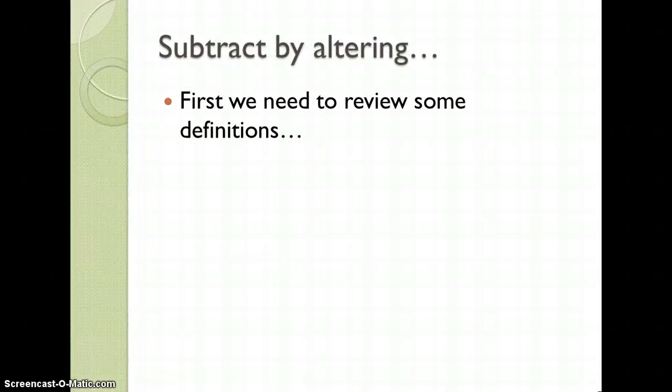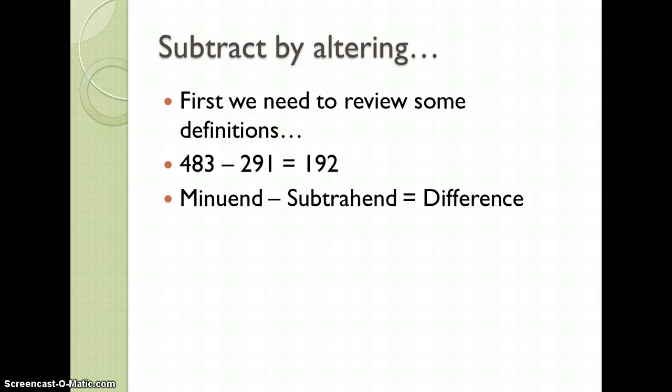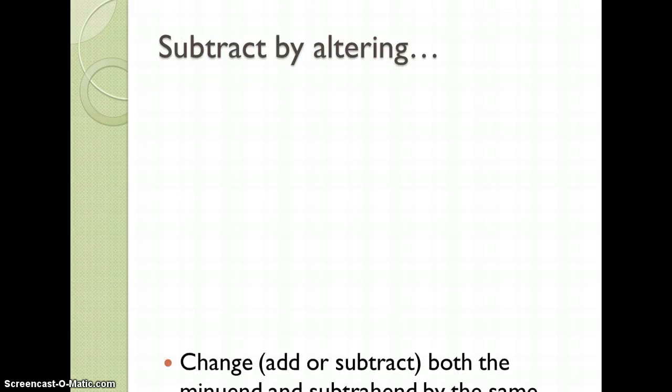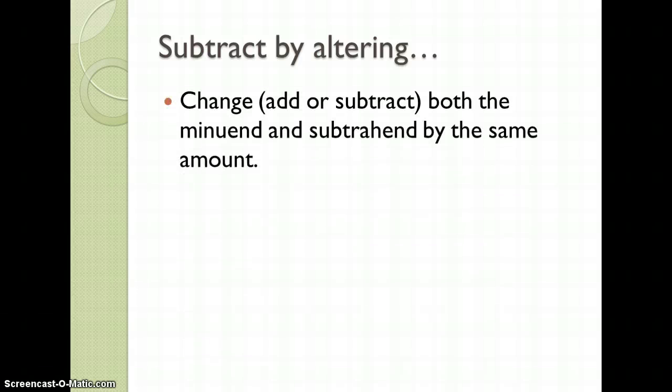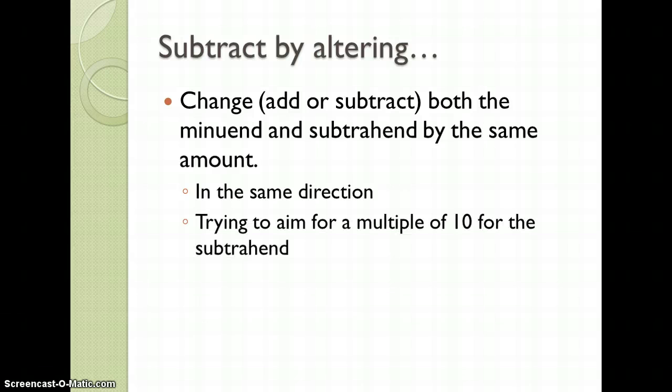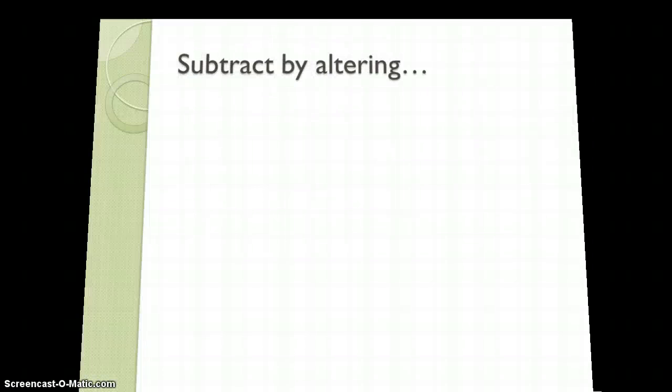So to subtract by altering, first we need to review some definitions. For example, if we have the problem 483 minus 291 equals 192, we have the minuend minus the subtrahend is the difference. So what we're going to do is change by adding or subtracting both the minuend and the subtrahend by the same amount in the same direction. Try to aim for a multiple of 10 for the subtrahend. So the second number, we want to aim for a multiple of 10. Then subtract.